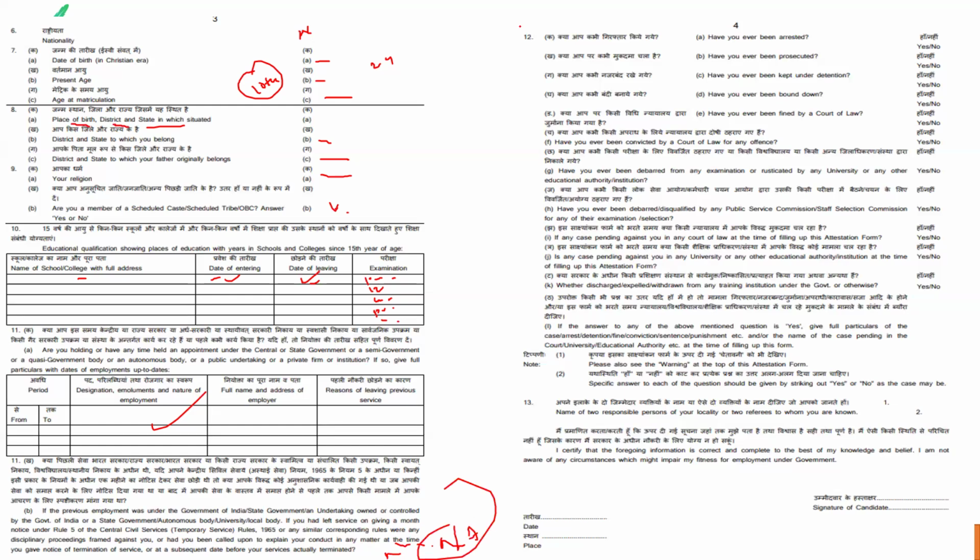Okay. Then, have you ever been arrested? If someone got arrested at any time, then you write yes, or otherwise no. You should write no. Then, have you ever been prosecuted? If yes, then yes; if no, then no. Generally, these things are no.